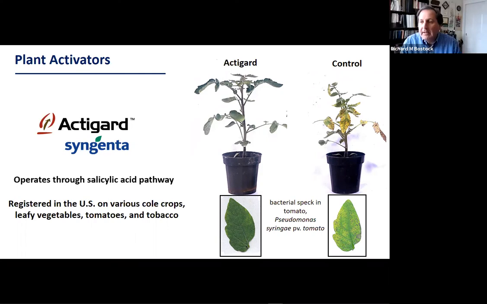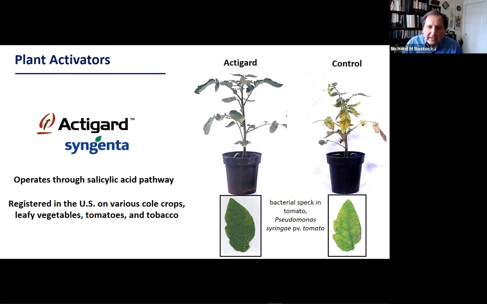All right, so let's talk about plant activators. And as I mentioned, Actigard is probably the granddaddy of it all, developed many years ago, actually back in the late 70s. This operates through the salicylic acid pathway. It's registered in the US on various cole crops, leafy vegetables, tomatoes, and tobacco. This is something we did some years ago in my lab, where it works reasonably well against bacterial speck in tomato, and I understand it is used in greenhouse tomatoes.